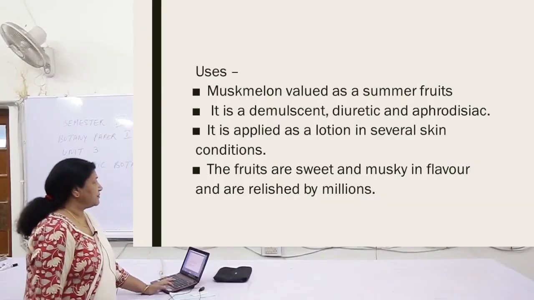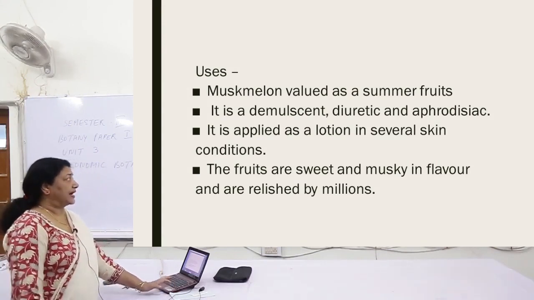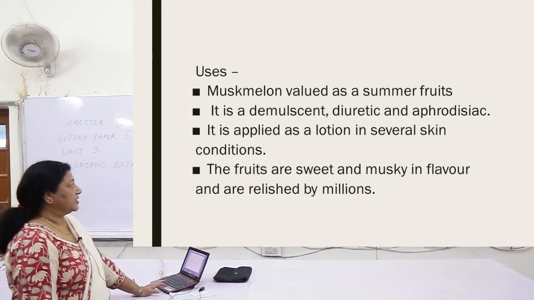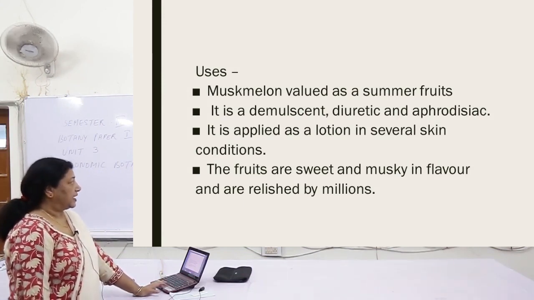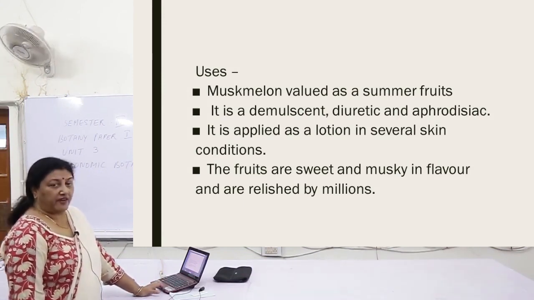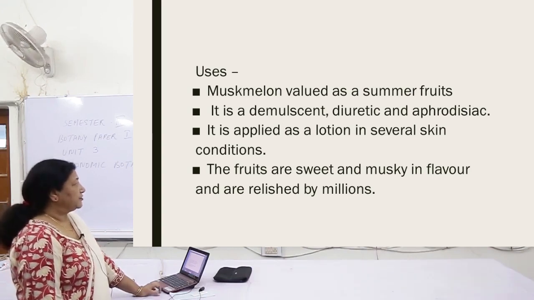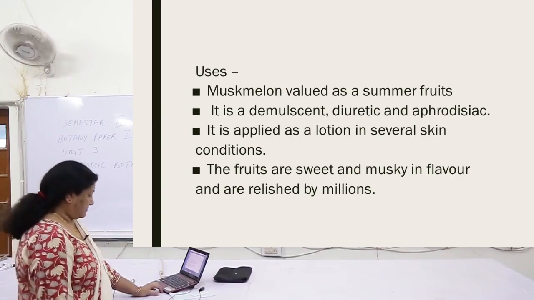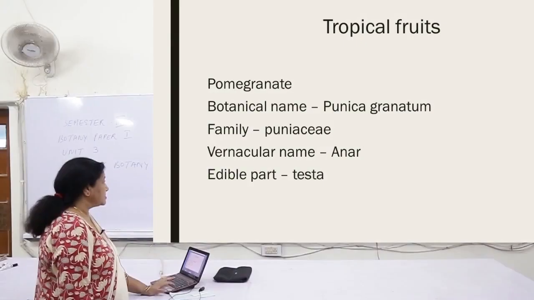Now what are the uses of muskmelon? Muskmelon is valued as a summer fruit, as I told you just now. It is a demulcent, diuretic, aphrodisiac, applied as a lotion in various skin conditions. The fruits are sweet and musky in flavor and are definitely relished by millions.